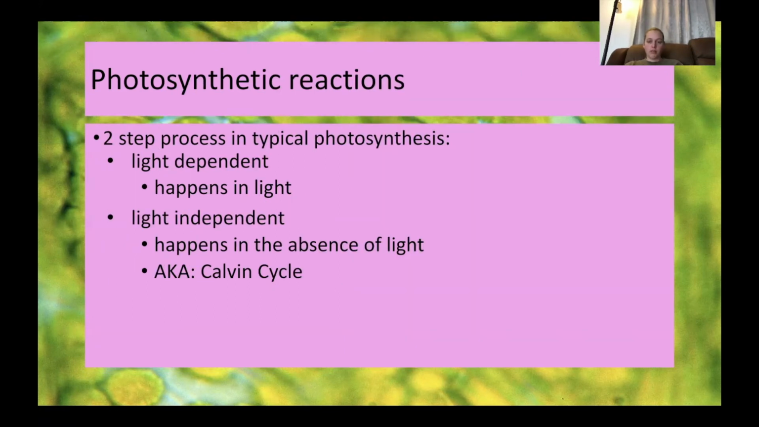Photosynthesis is a two-step process with two different sets of reactions. The first set is light dependent and it requires sunlight. The second set of reactions is light independent and it does not require sunlight. We also call these the dark reactions or the Calvin cycle. Now, don't be confused. Saying that they are light independent does not mean that they can't happen in sunlight. They can, but they do not require sunlight to generate the energy to do these reactions.